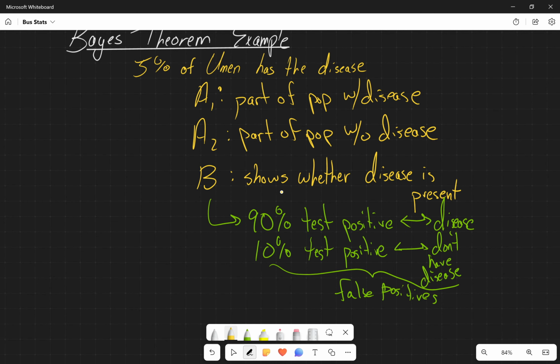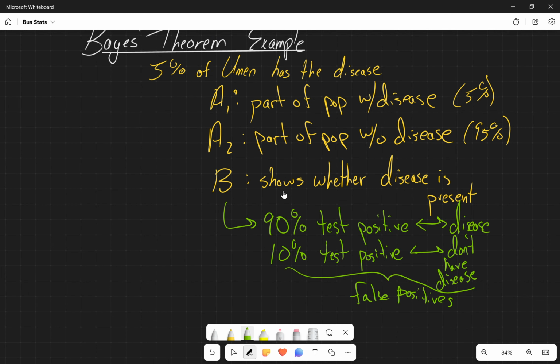So we're told this information, 5%. We can use the complement rule to figure out that 95% does not have the disease. And now we have to put all of this in our statistic language, right? So the probability of A1 of having the disease is 0.05, 5%. The probability of not having the disease, event state A2, is 0.95.